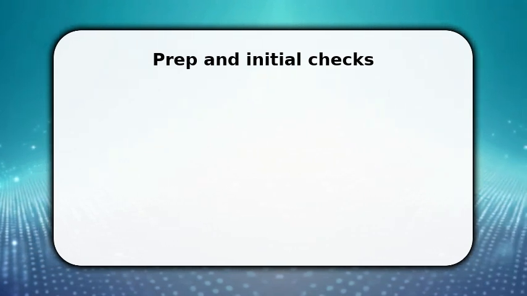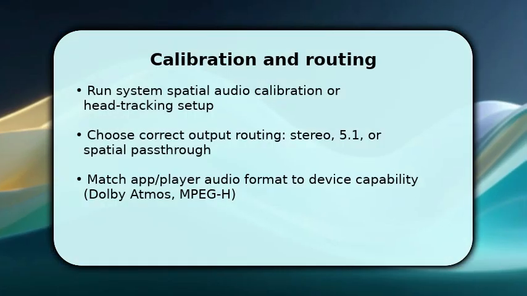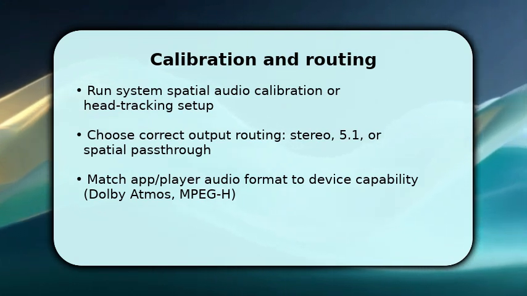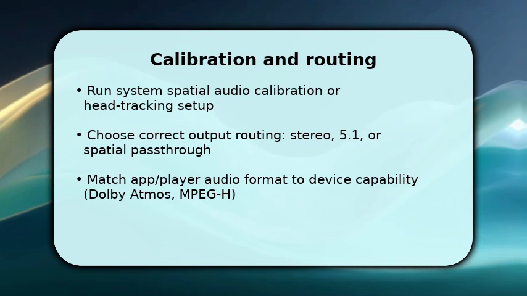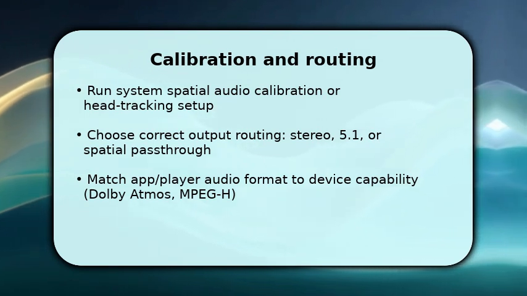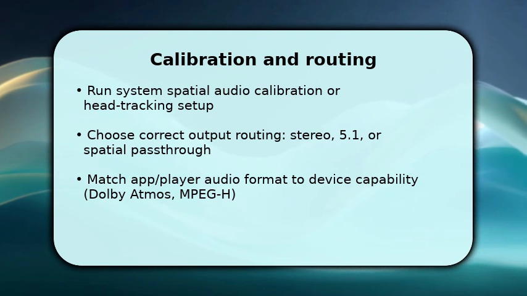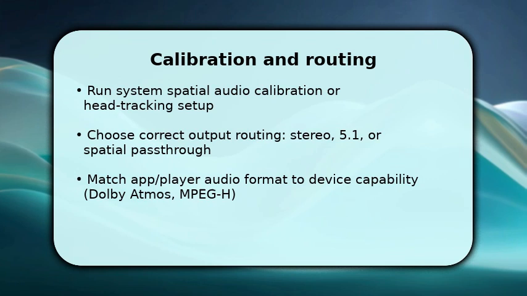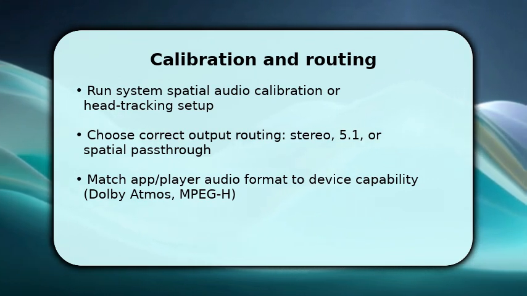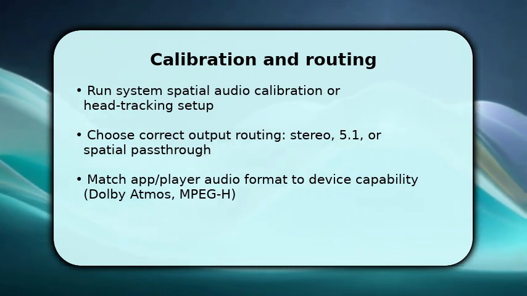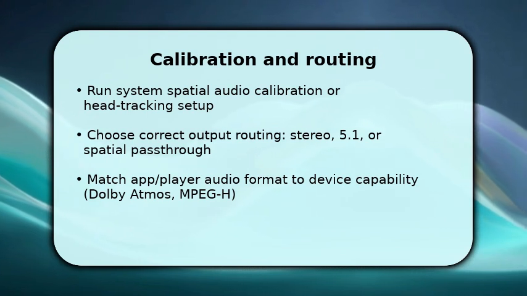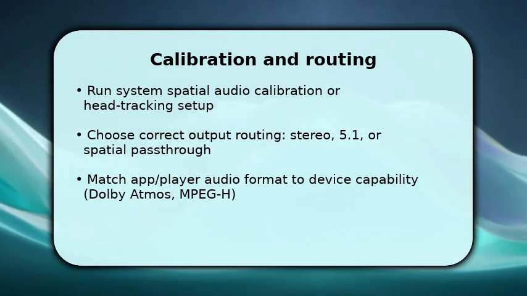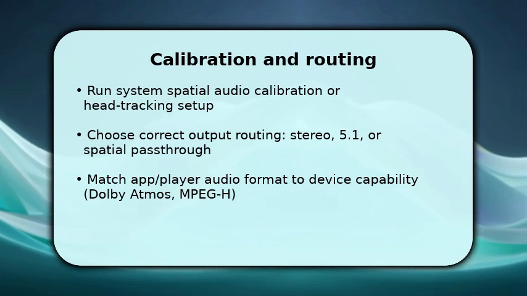Now you focus on calibration and routing. You should run the device's spatial or head tracking calibration so virtual cues align with your head position. This step changes depth perception dramatically. Once calibrated, ensure the output routing matches the content. Enable spatial output or pass-through instead of downmixing to stereo. Also make sure the playback app is sending the right format, Dolby Atmos or the specific spatial stream, because mismatched formats force the system to collapse.